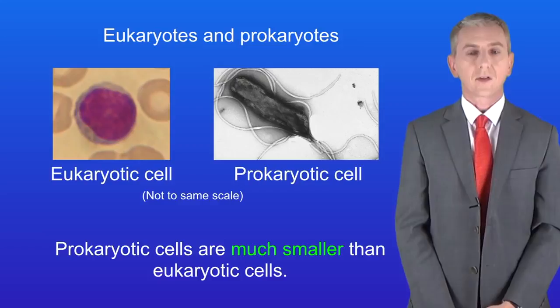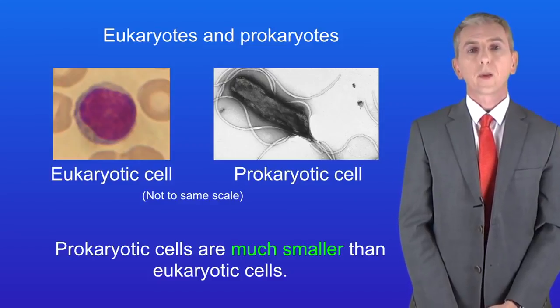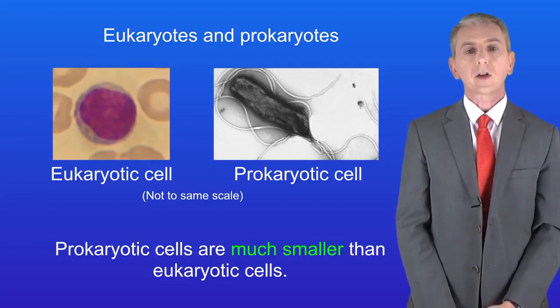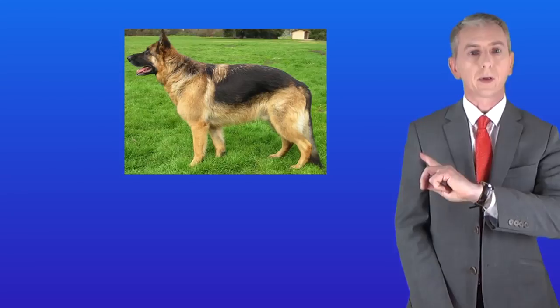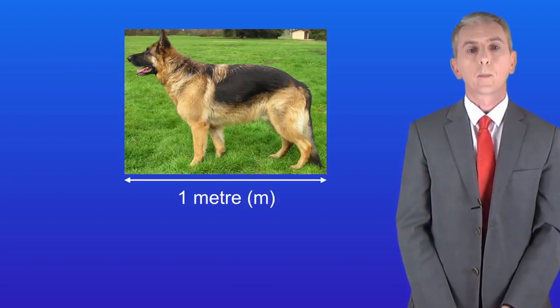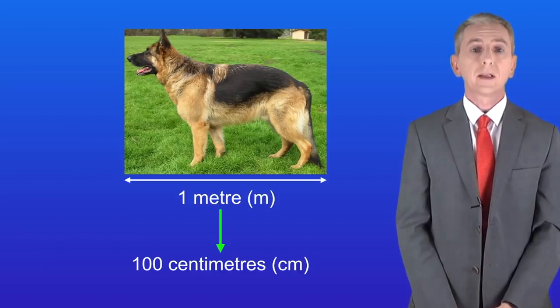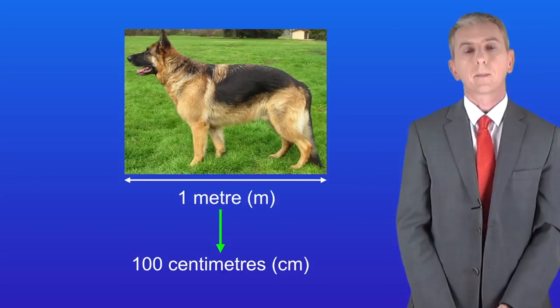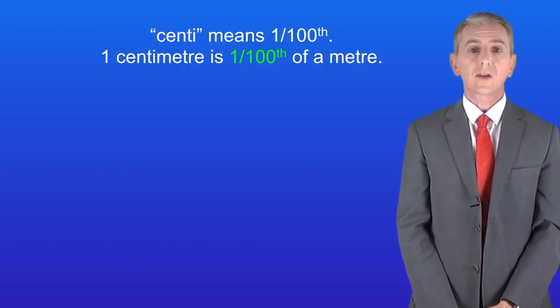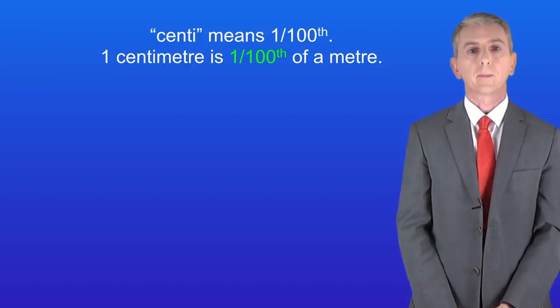All sizes in science are based on the meter, but the problem is that objects in biology are often much smaller than that. Let's look at some examples. I'm showing you here a German Shepherd, and the average length of a dog like this is around 1 meter. Now, if we divide 1 meter into 100 equal parts, then we've got 1 centimeter. The word centi means 1/100th, so 1 centimeter is 1/100th of a meter.